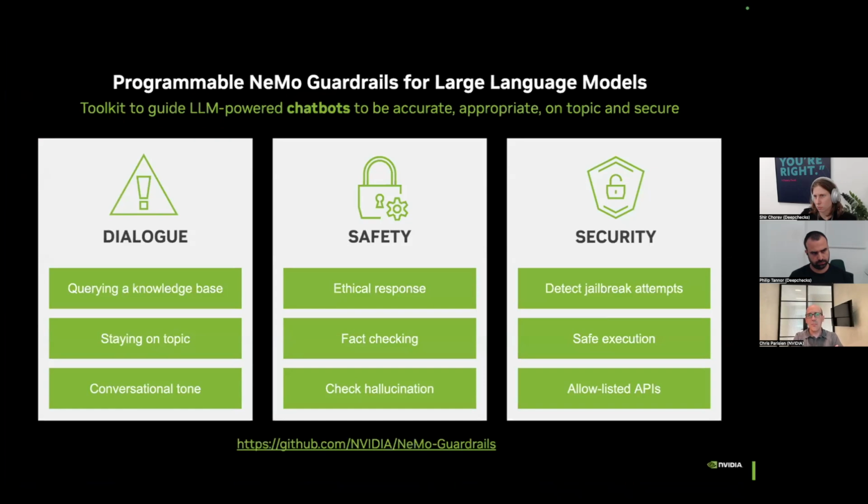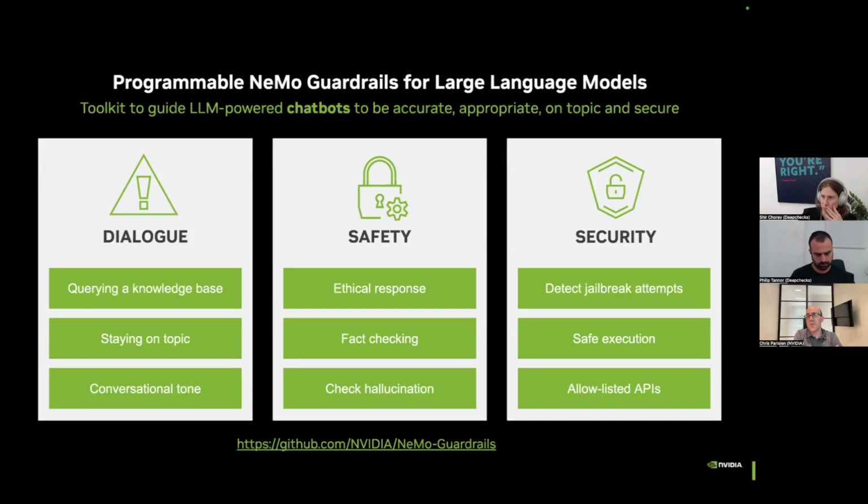Dialogue is important. You want your conversation to stay on topic. You want it to be knowledgeable. You want it to keep a consistent tone that's appropriate for your brand. There's a lot of safety concerns you get into. You want to make sure that your responses are ethical and that they meet company policies. You want to make sure that to the best of your ability, your output is properly grounded in evidence.